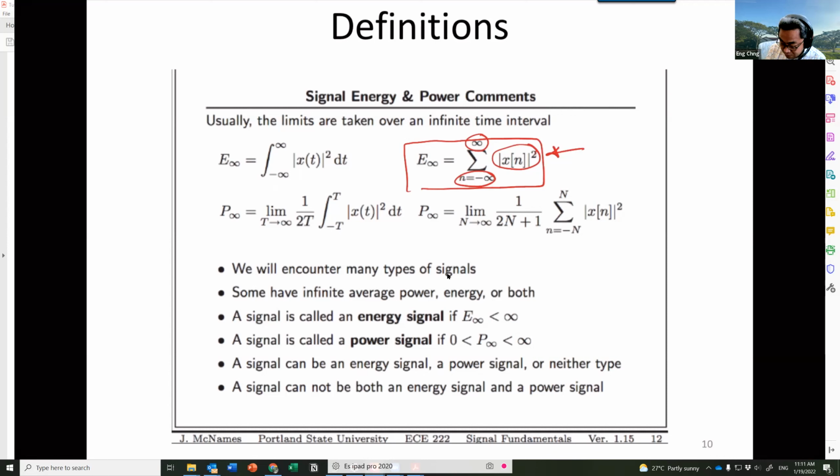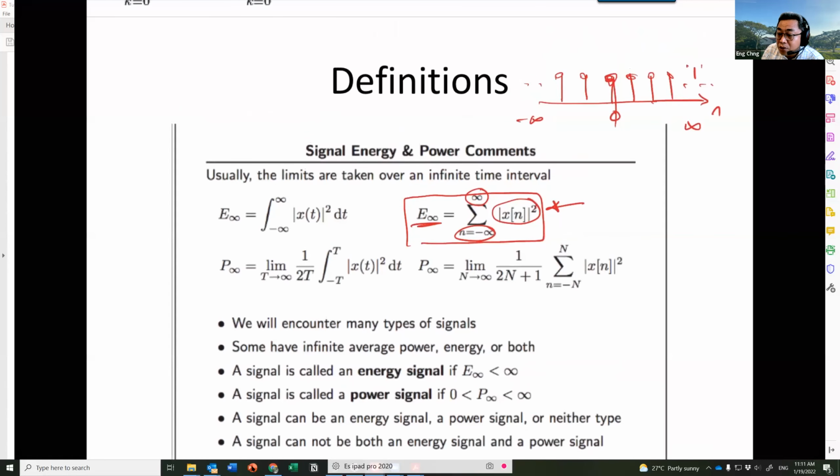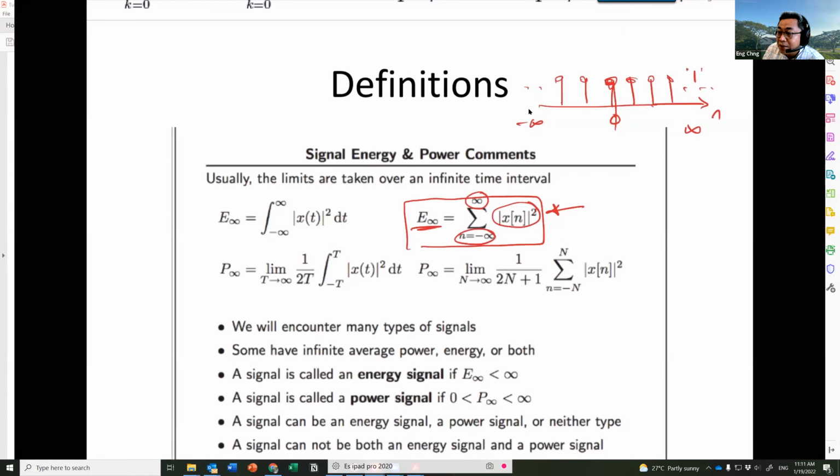Now you have to be very careful with this. I'll give you an example. So if I draw for you this signal, basically it is a signal that goes from n equals minus infinity to infinity, and it has an amplitude value of 1. Okay. So what is the energy of this signal? And then you realize that the energy is infinite. Okay, the energy is infinite.